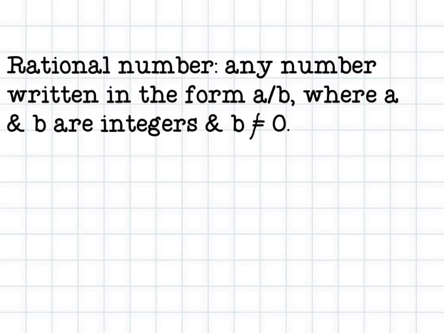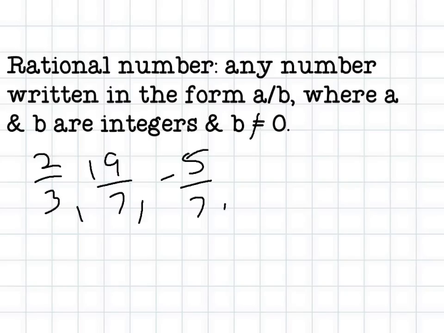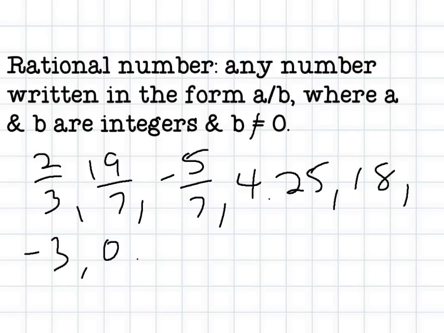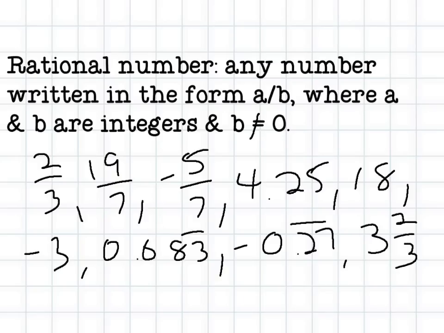Some examples of rational numbers are 2/3, 19/7, -5/7, 4 25/100, 18, -3, 83 thousandths as a repeating decimal, -27/100 as a repeating decimal, 3 2/3. This is a variety of different numbers that are all rational numbers because they can all be written as a fraction that does not have a denominator of 0.